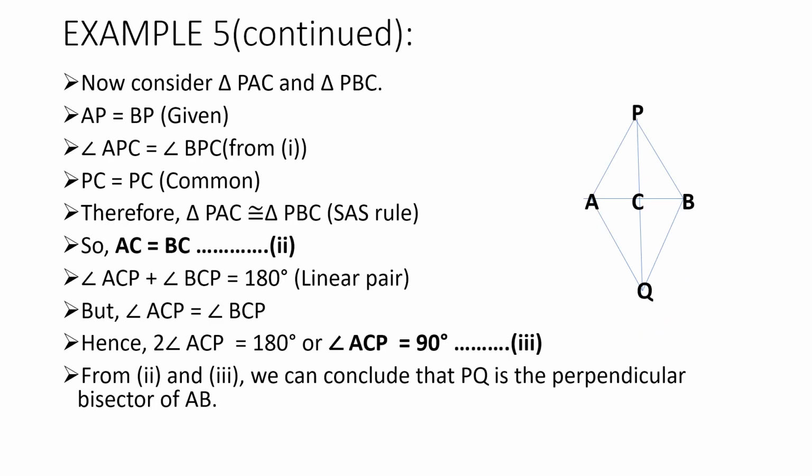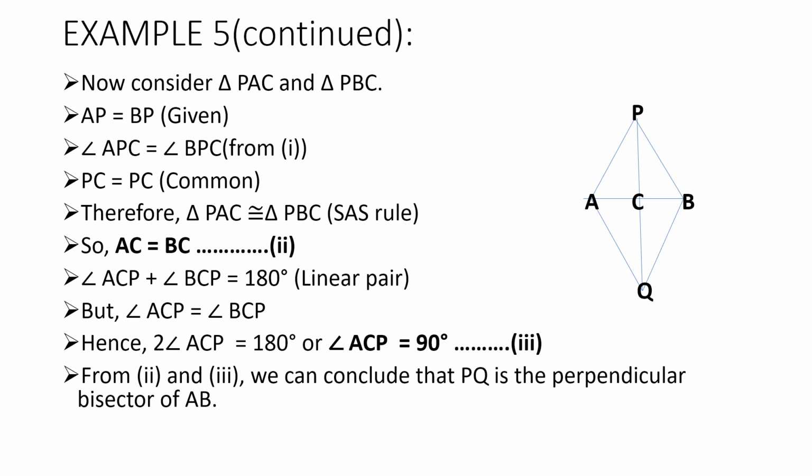Now if we consider triangles PAC and PBC, then AP is equal to BP. Already we are given. From the first part we have angle APC is equal to angle BPC. Also PC is common. So by SAS rule, triangle PAC and triangle PBC are also congruent. So AC will be equal to BC by corresponding parts. So first thing we have proved: AC equal to BC means it bisects.